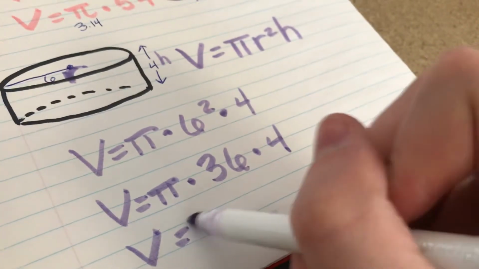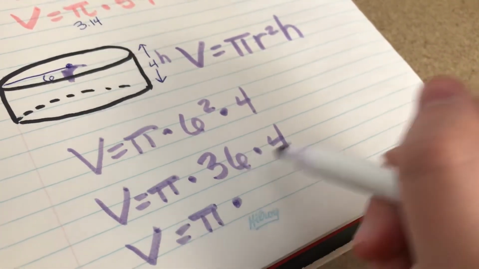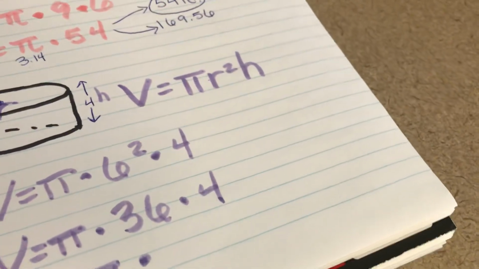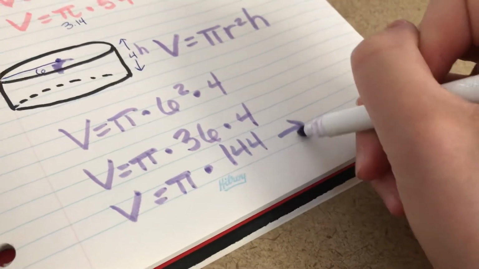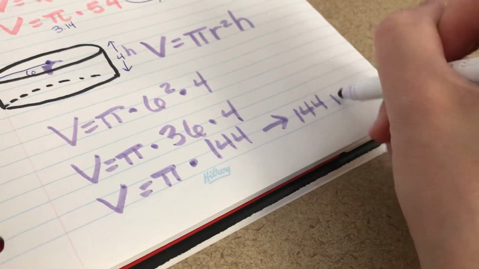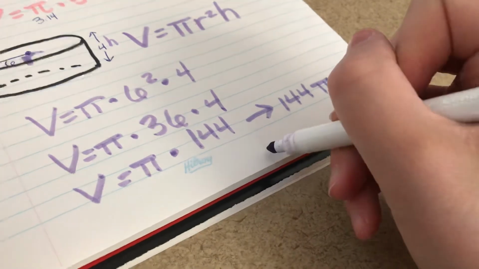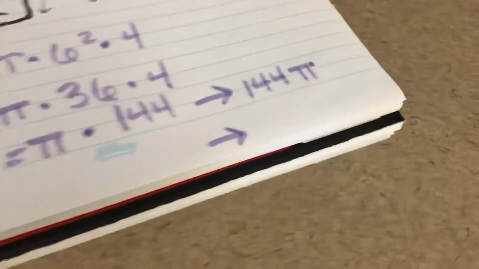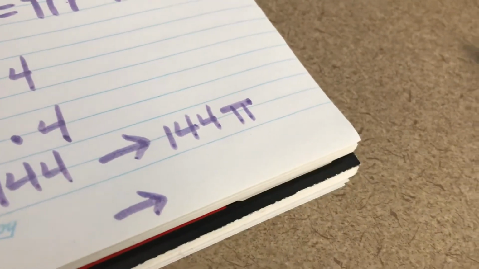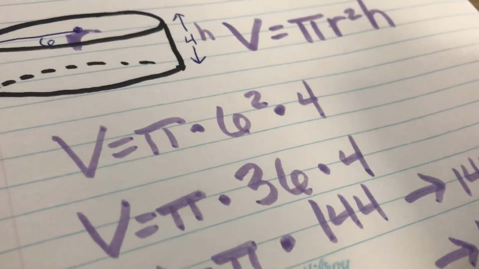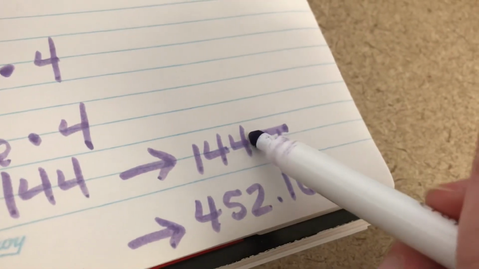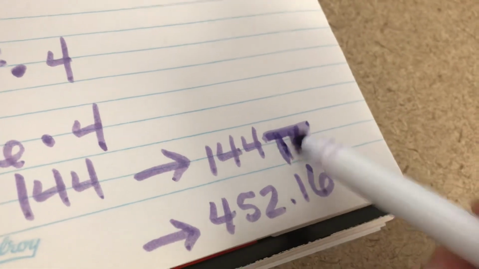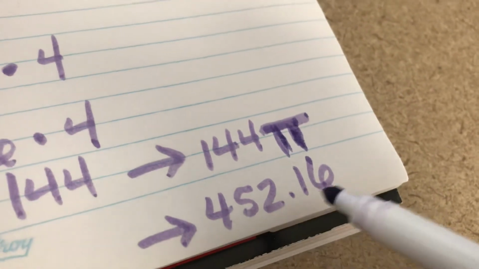Volume equals pi times, now we have to calculate what's 36 times 4. It's 144. So we could just write our answer as 144 pi, or we can go 144 times 3.14, 452.16. So here's our two answers. 144 pi, that's a pi, it's just really messy, or 452.16.